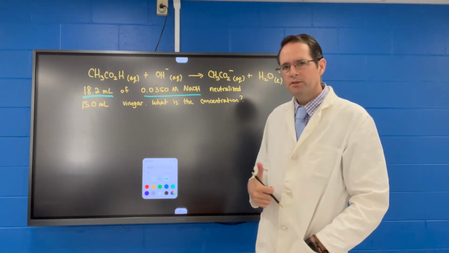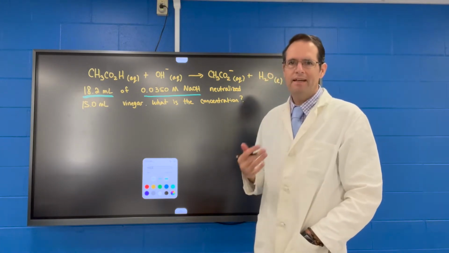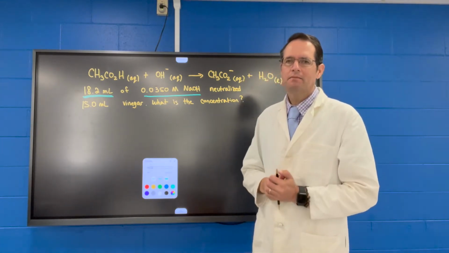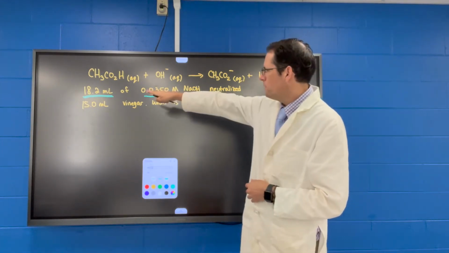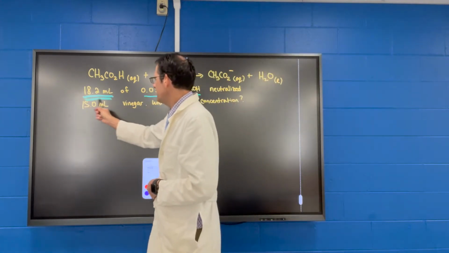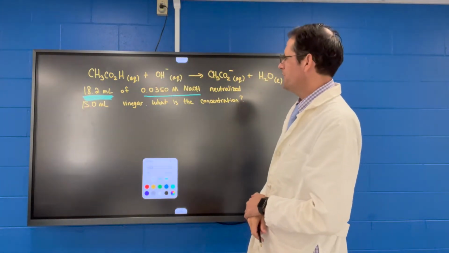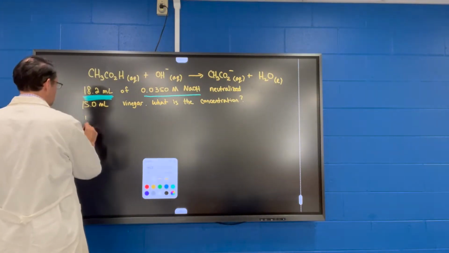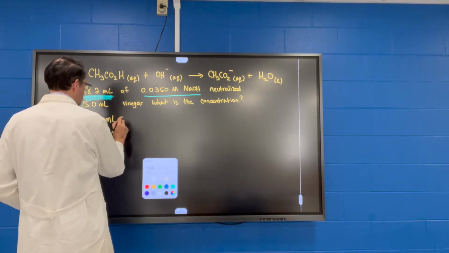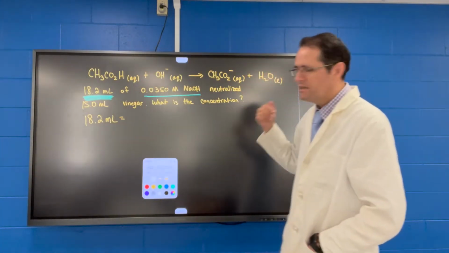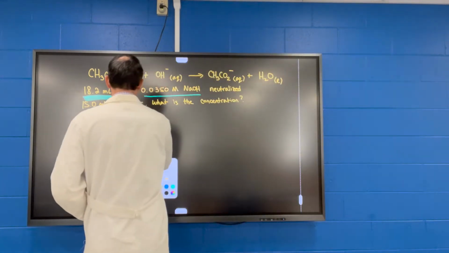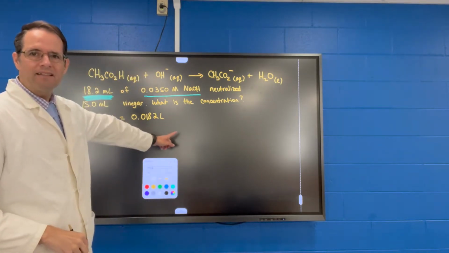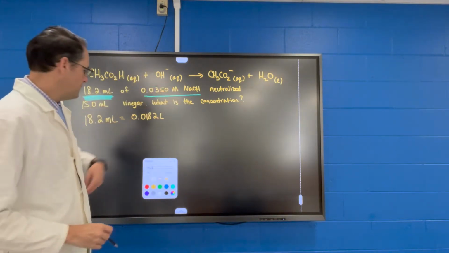So the first thing you want to do is use molarity as a conversion factor. Write out the 0.0350 M as moles per liter and use that to convert what I've underlined there in big bold blue. So we're starting with 18.2 milliliters. If you divide by 1,000, it's this many liters. And now we want to take that liters and use the molarity as a conversion factor.